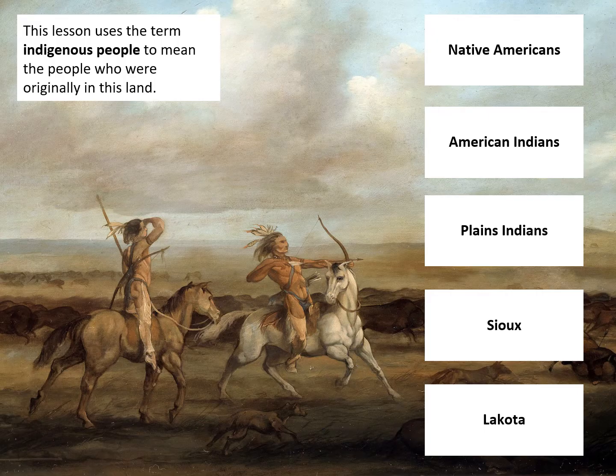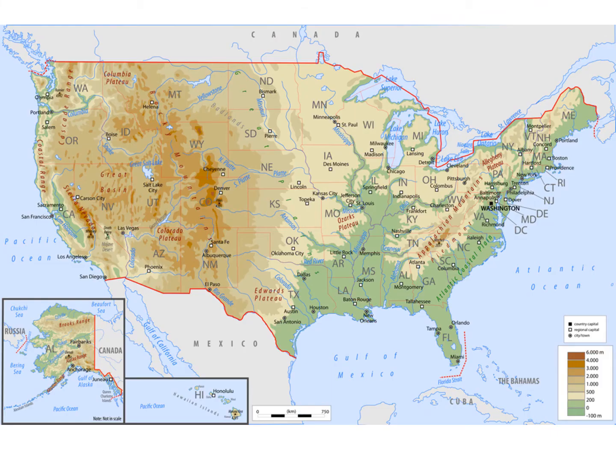The thing you need to remember is that these are the indigenous people. They were the people who were originally in this land, and I'd like to look at who these people were. If you remember back to the last video, we said that the West was the region west of the Mississippi River, which cuts down the middle of the USA here, all the way over to the Atlantic coast. In particular, in this video, I'd like to look at the indigenous people of the plains.